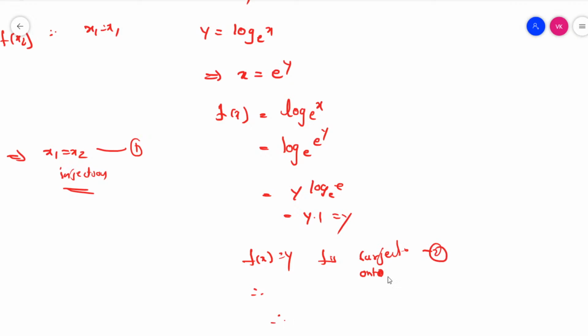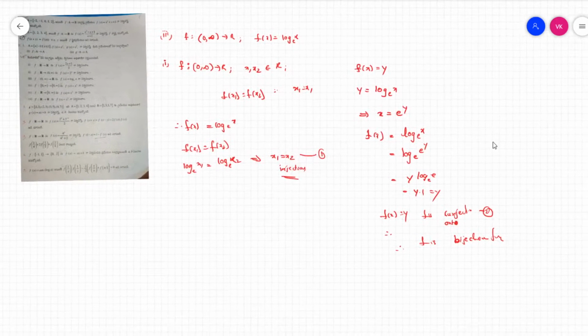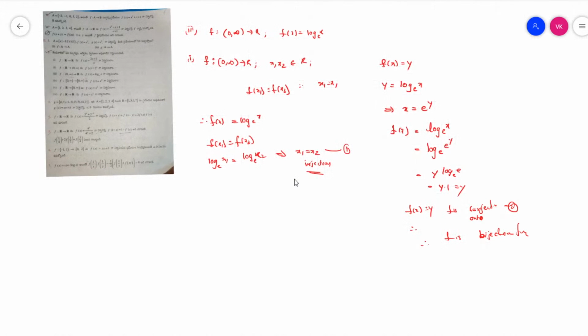From 1 and 2 we can conclude f is a bijection. Okay, in this way we can prove it easily. Let's move to another one. There is a simple technique: while showing injection, we take f of x1 and f of x2, and while showing surjection, we take f of x is equal to y. That's simple.